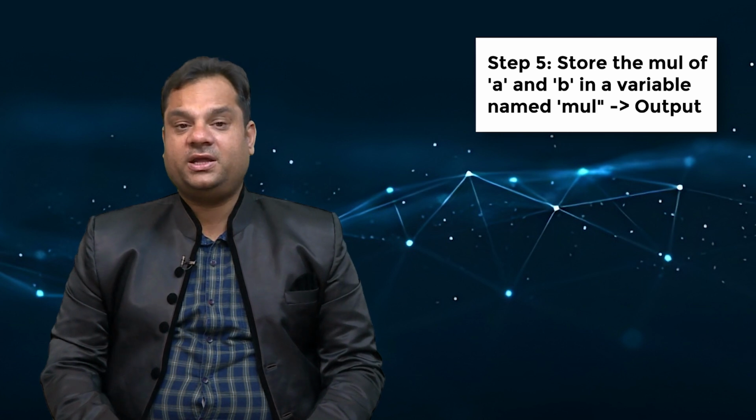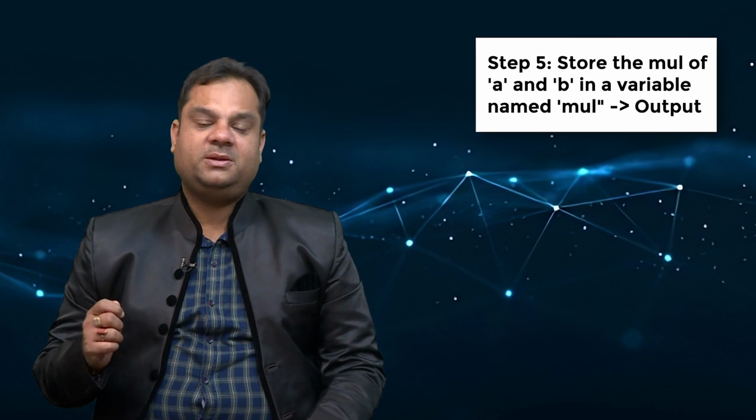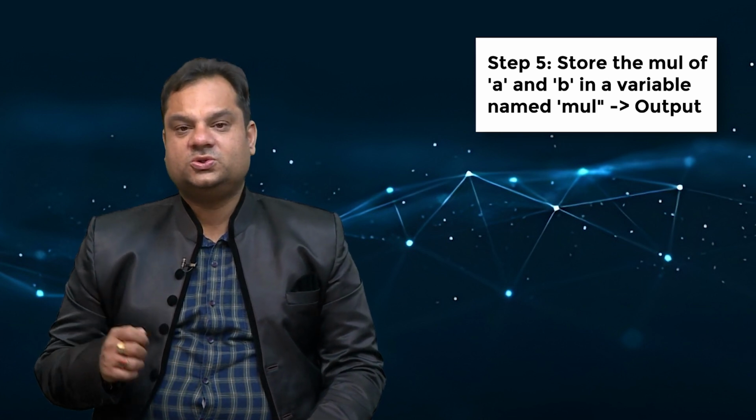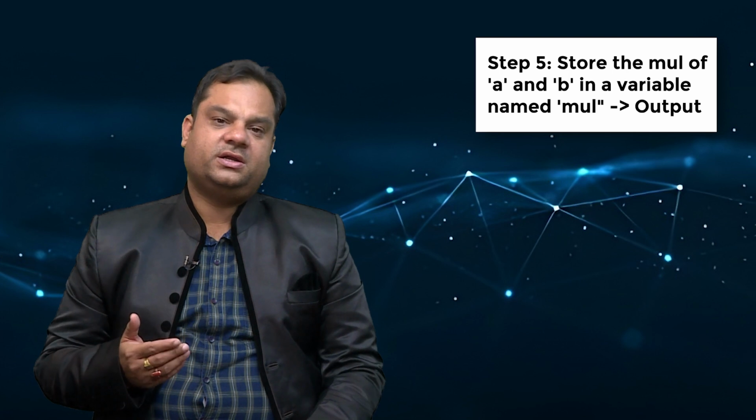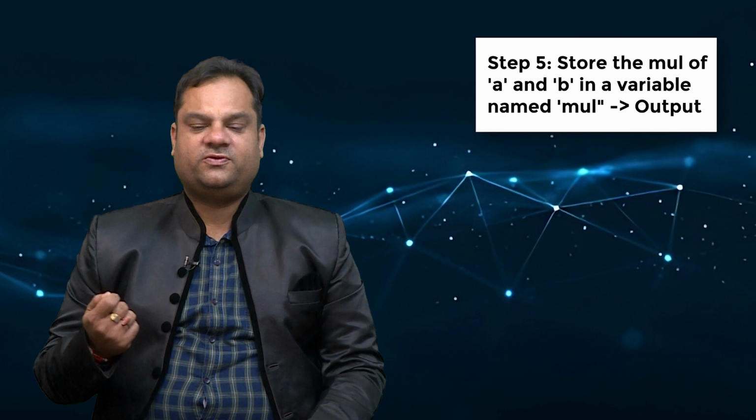Store the multiply of A and B in a variable named multiply, which will give you the output. With the help of printf, you can display your result when you call the multiply variable. Finally, when you get the output, you can end your pseudocode with the END keyword. In step number 6, you use the END keyword to end the program. By this approach, you can calculate the multiplication operation.